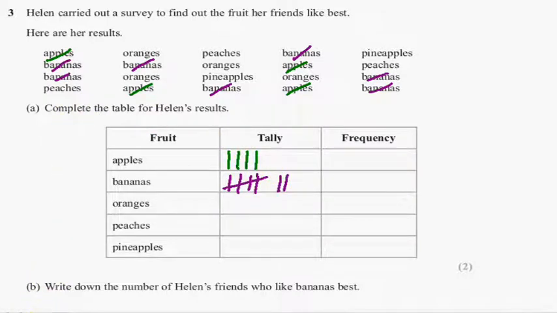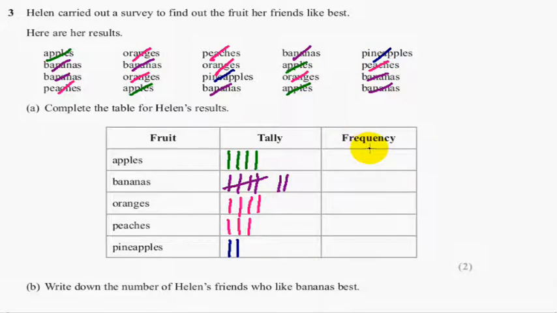Oranges next. So orange, orange. Orange, orange. And all the oranges are done. Peaches, so 1 there, 2, 3. And finally the pineapples. 1 here, 1 here. So that's going to be 2.